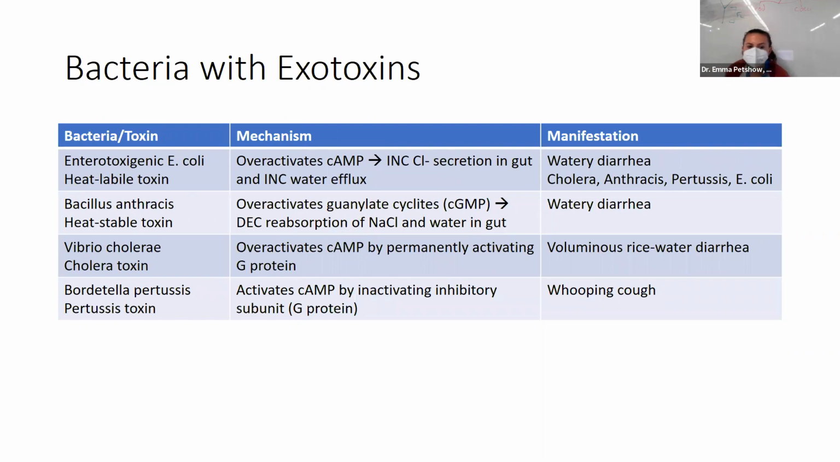Then you have enterotoxigenic E. coli. This is a heat labile toxin, so it's able to be affected by heat. Heat stable, heat labile. It's going to be affected by heat. This is going to overactivate our cAMP process, our second messenger process in the gut. It's going to increase chloride secretion in the gut, which is going to increase water efflux, which is why we see watery diarrhea. You can see things like cholera, anthrax, pertussis, and E. coli all can have this enterotoxigenic E. coli heat labile toxin.